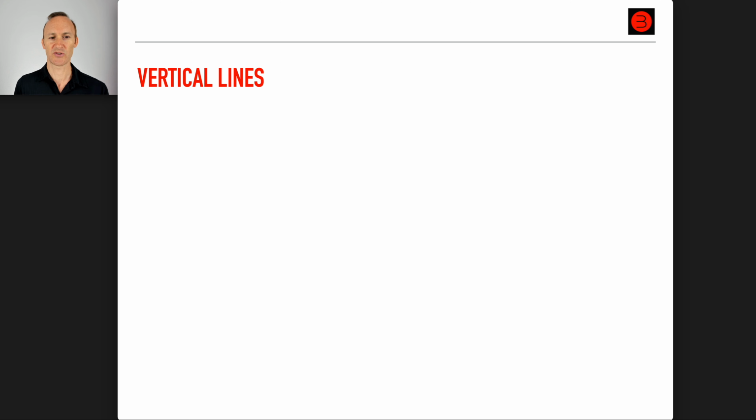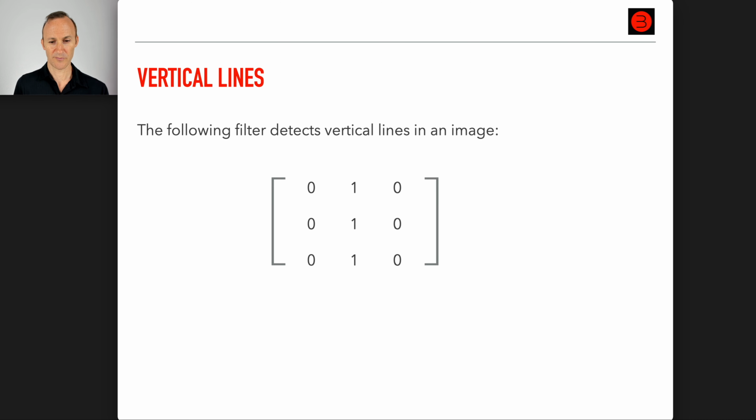Consider now vertical lines, and you can think, what may a filter of vertical lines look like? Well, the following filter detects vertical lines in an image. And look at that, it's very similar. So in effect, if you imagine just a big grid of numbers and you put that over it, you're going to get a bunch of zeros on the left and the right, but you're going to be summing vertical columns. A 1, 1, 1 means 1 times 1 pixel plus 1 times another plus 1 times another, but it's all in the vertical direction, okay?